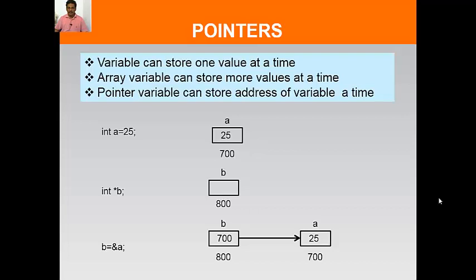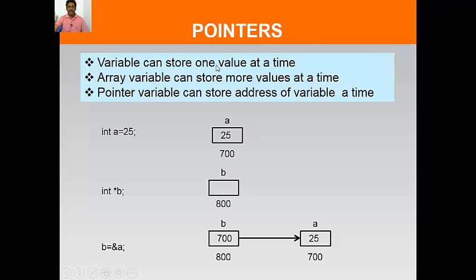An ordinary variable can store only one value at a time. For example, int a equal to 25, so the value 25 is assigned to a. Then we assign 30 to a, that is a equal to 30, and the existing value 25 is replaced by 30. So only one value can be stored in an ordinary variable.